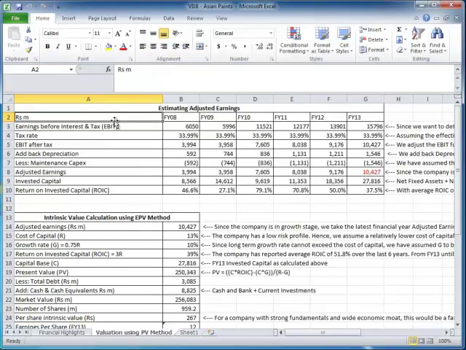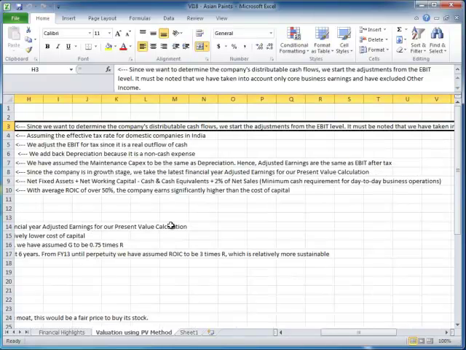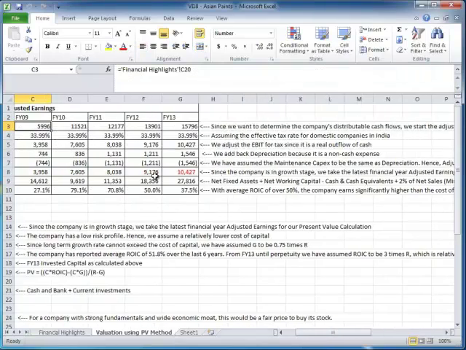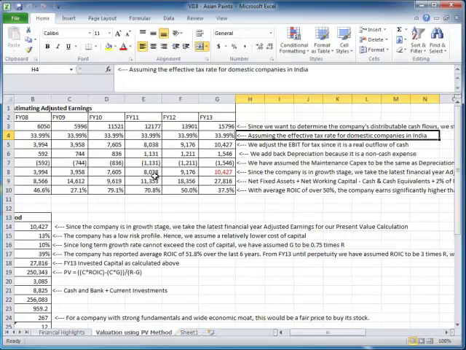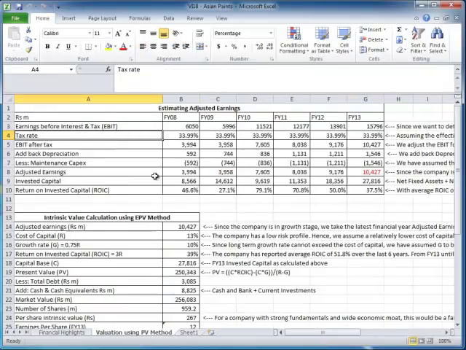Our first step is to estimate the adjusted earnings. We start by taking earnings before interest and taxes, and you can see these numbers are just from the financial highlights page we looked at earlier. Since we want to determine the company's distributable cash flows, we start the adjustments from the EBIT level. We should also note that we're only taking into account core business earnings, and we have excluded other income. Next we apply the tax rate, and we're assuming the effective tax rate for domestic companies in India. This is the same we used previously.